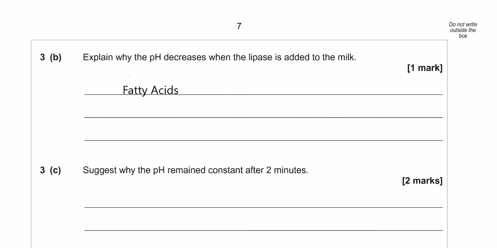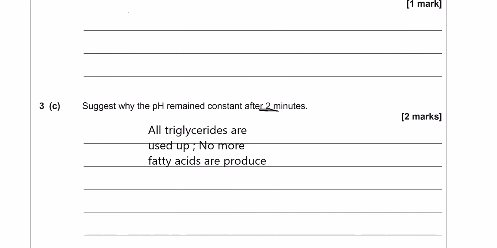And then it says suggest why the pH remained constant after 2 minutes. Again, that's for 2 marks. So you need to go back to the graph and look at it. I can see after 2 minutes it levels off. And a lot of you again gave the first point that all triglycerides are used up, but you didn't then go on to say why. So why? Because no more fatty acids are produced.